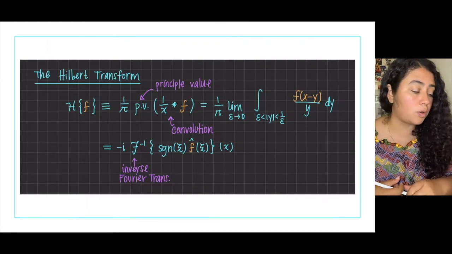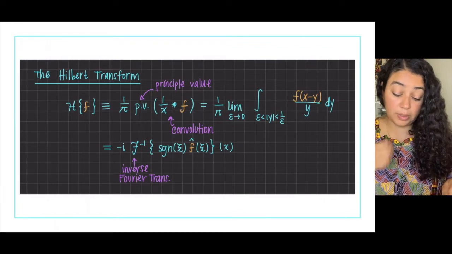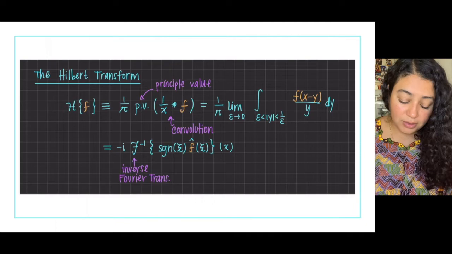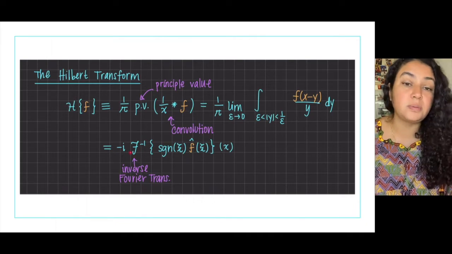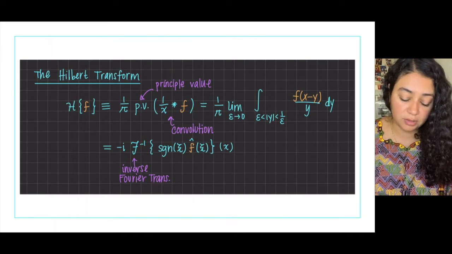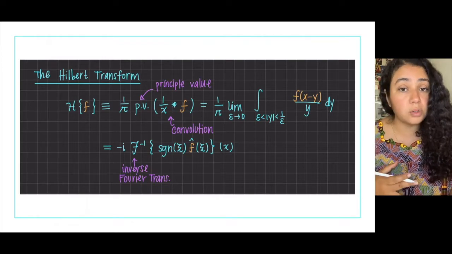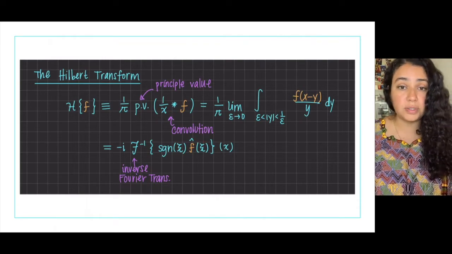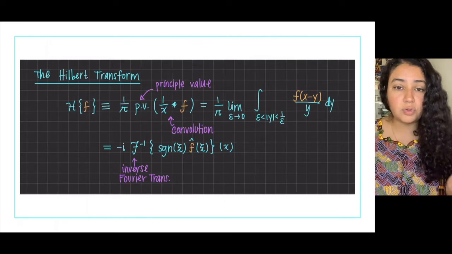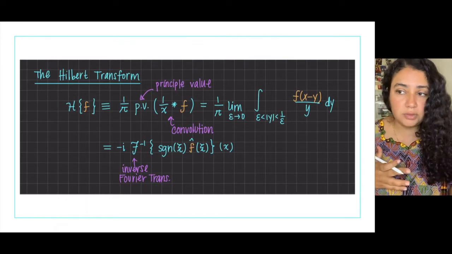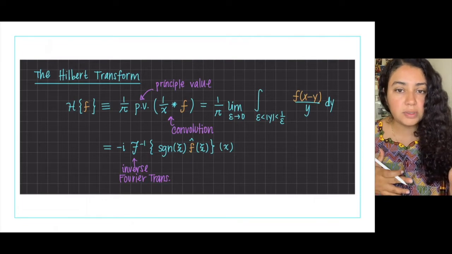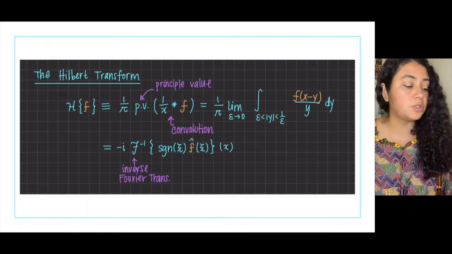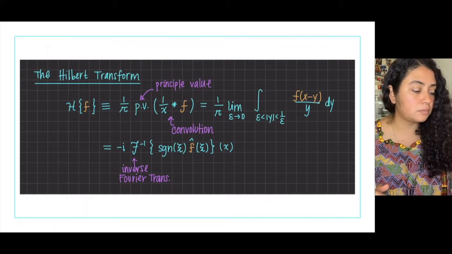switch back and forth between the spaces. Because it's an isometry in L2 spaces and you have this inverse Fourier transform, it gives you freedom to work either in your original configuration space or in frequency space. And again, doing that sort of code switching: differential properties in the frequency space, or decay properties in the original configuration space.